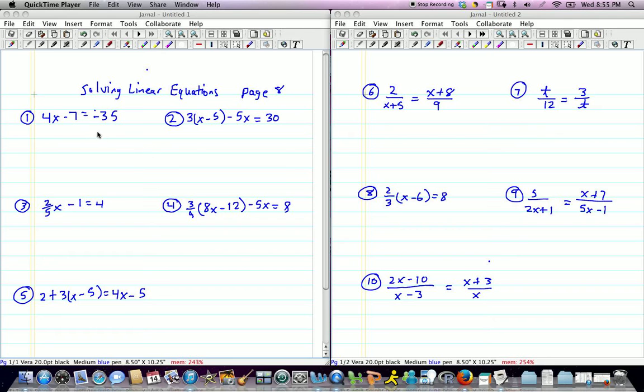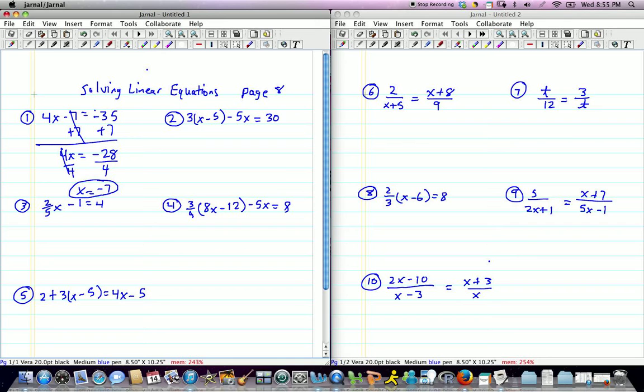The idea when solving a linear equation is to get the variable by itself on one side of the equation, nothing else around it. And we're going to do opposite operations to eliminate things so that we can get the variable by itself. So if you look at number 1, we have 4x minus 7 equals negative 35. We want x by itself, so I need to get rid of the 7 first. So I'm going to add 7, the opposite of subtracting, to both sides. Go ahead and cancel out. I get 4x equals negative 28 when I add these together. Divide by 4 to finish this problem off. x is equal to negative 7. Should be basic, should be easy.